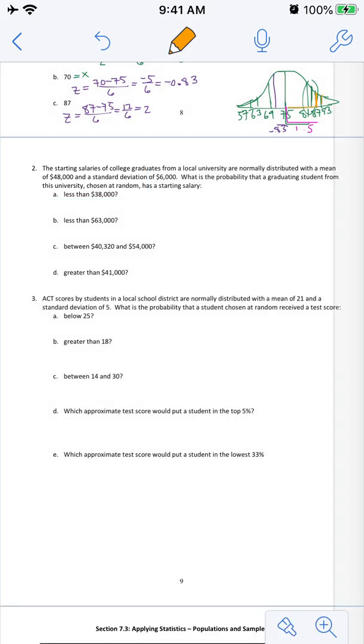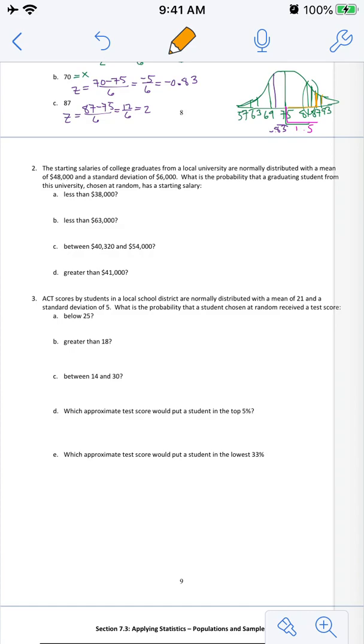Okay, problem number 2. The starting salaries of college graduates at a local university are normally distributed with a mean of $48,000 and a standard deviation of $6,000. What is the probability that a graduating student from this university chosen at random has a starting salary of blah, blah, blah? Okay, so it's very similar to the last problem, right?